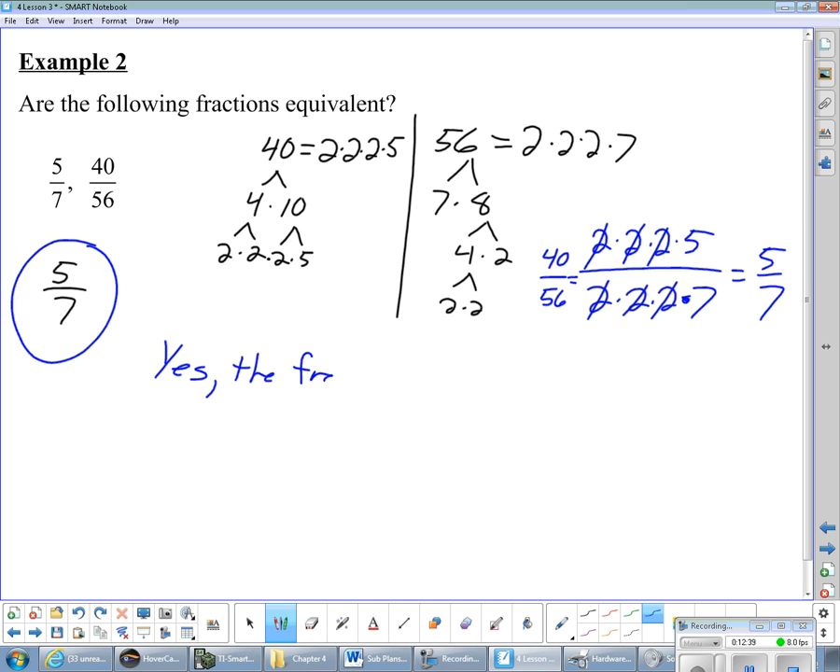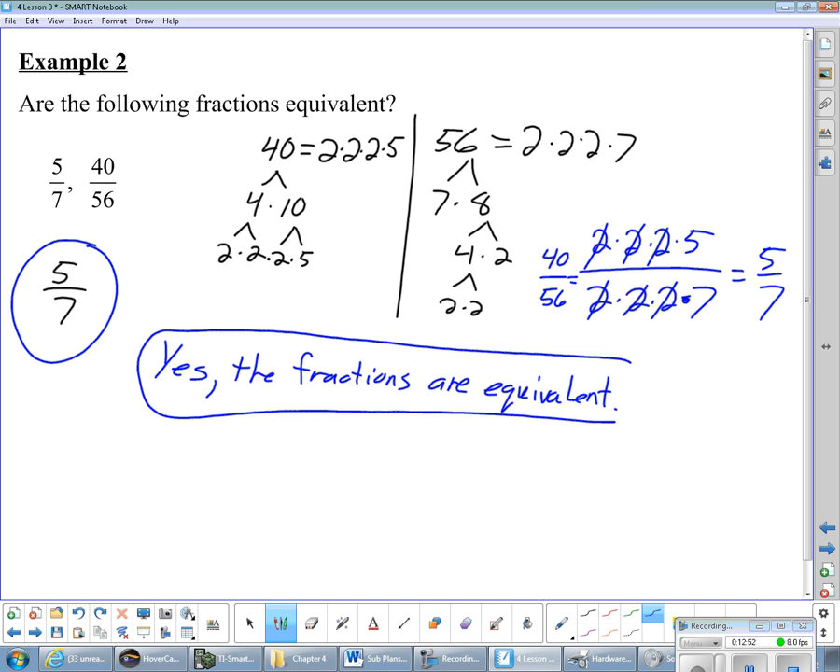The fractions are equivalent. Equivalent means they are equal to each other. I don't know if we've really covered that term equivalent, but they are equivalent. They're equal to each other. All right, next problem.